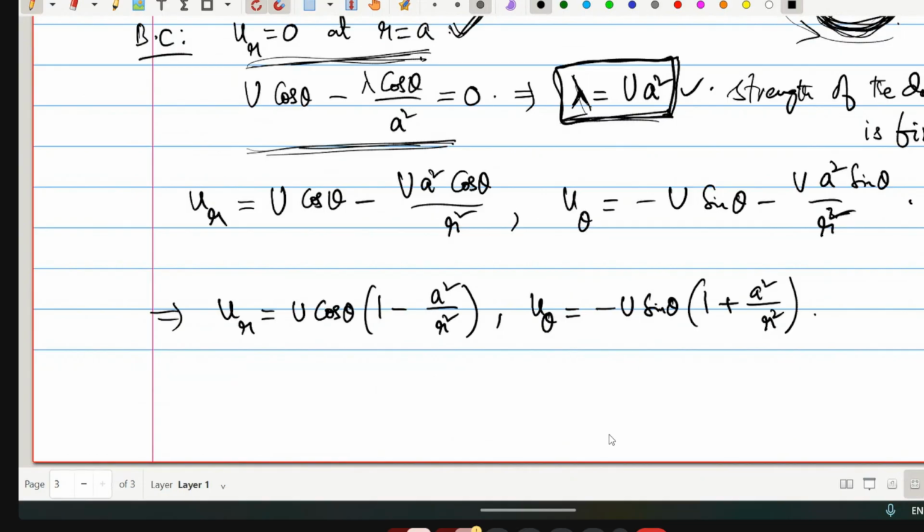Now you have this. At r equal to a, on the surface, ur is equal to 0, as you can easily see. What is your u theta? If you observe u theta at r equal to a, you get minus u sin theta minus u sin theta, that is your 2u sin theta.